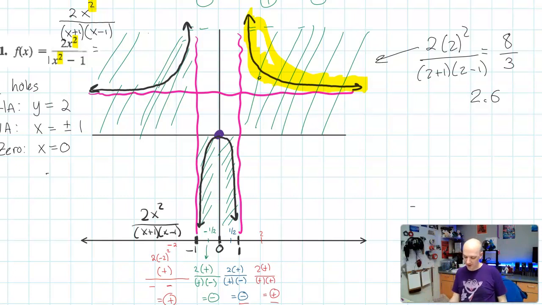You might choose to just check a couple values, and then if you're confident about what's going on in the middle, maybe you'll just check the signs. That's something you can do too.